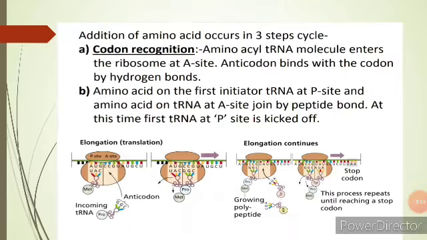Now what is happening here? On the P site, the first codon and the first anticodon of mRNA, the first amino acid is present. Now what is going to happen on the A site?